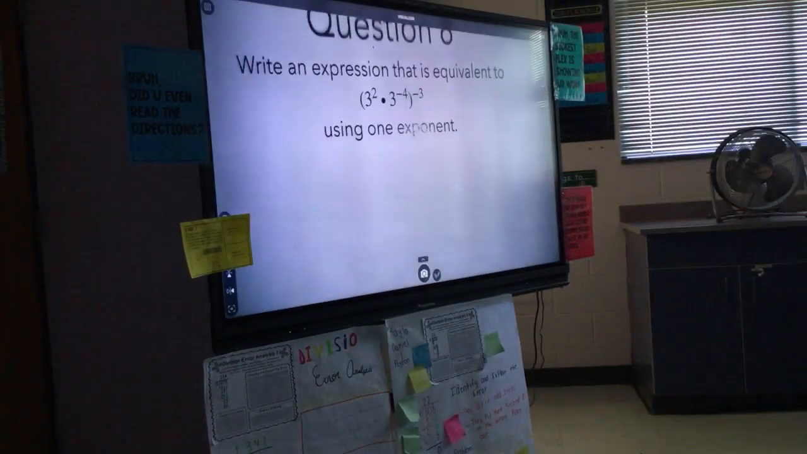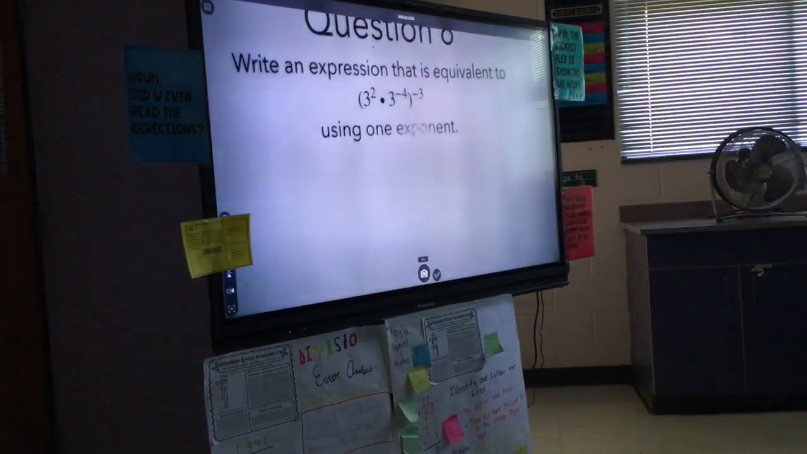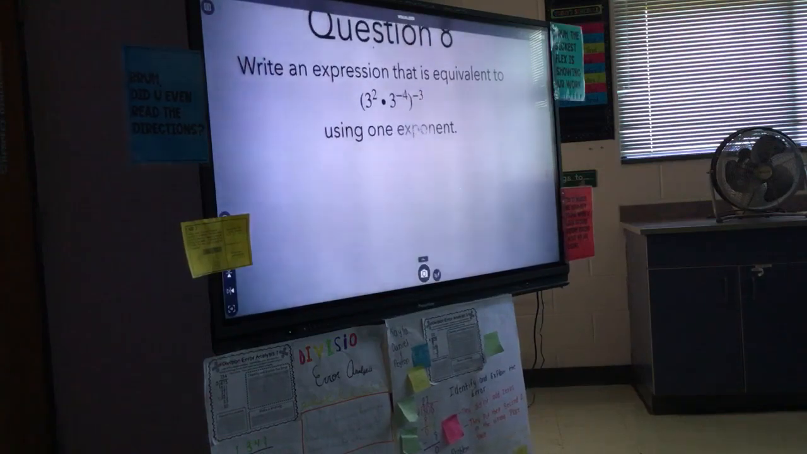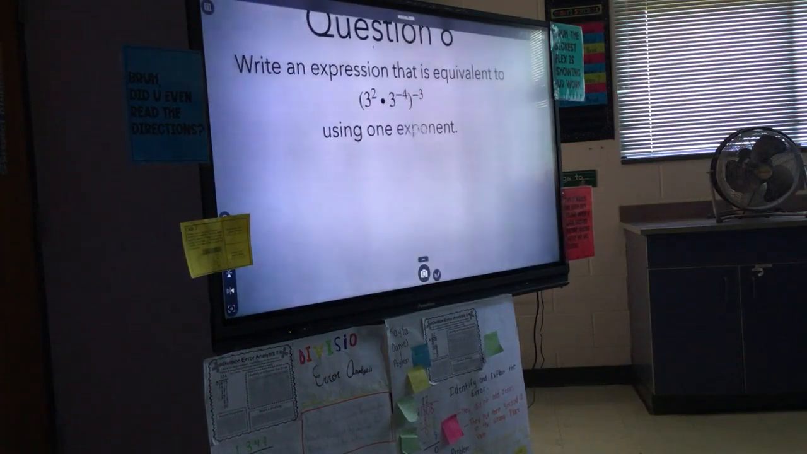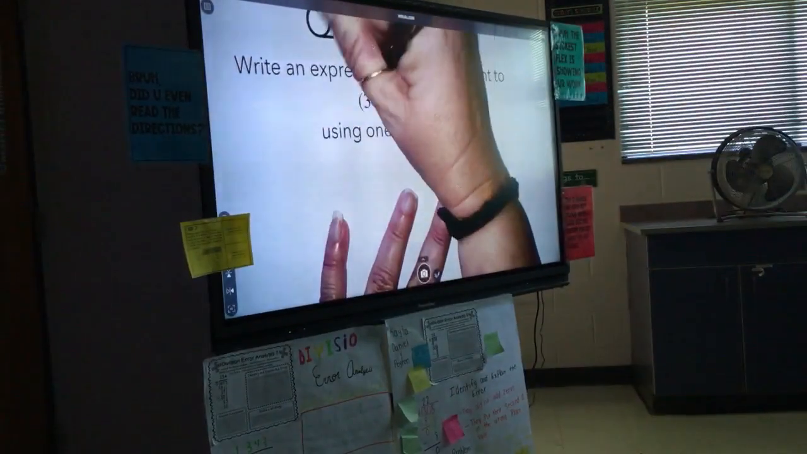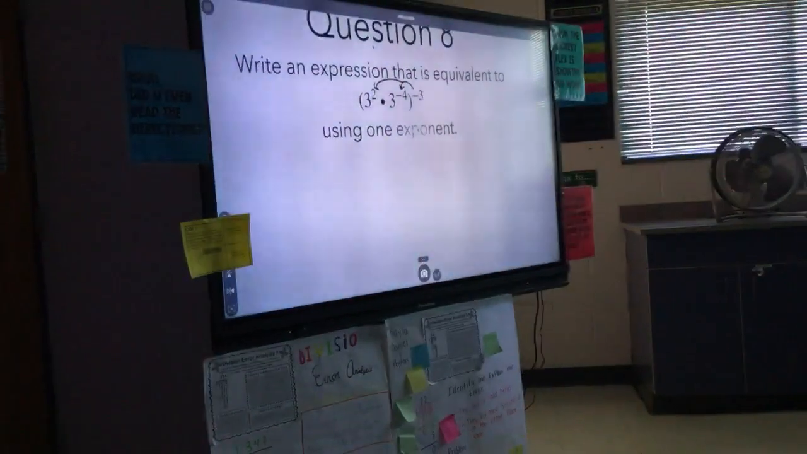Now this one kind of goes back to that whole multiplying question. It says write an expression that is equivalent to 3 squared times 3 to the -4th, all to the -3rd power. So remember, you are going to distribute this -3 in. Solve, stand up when you have your answer.